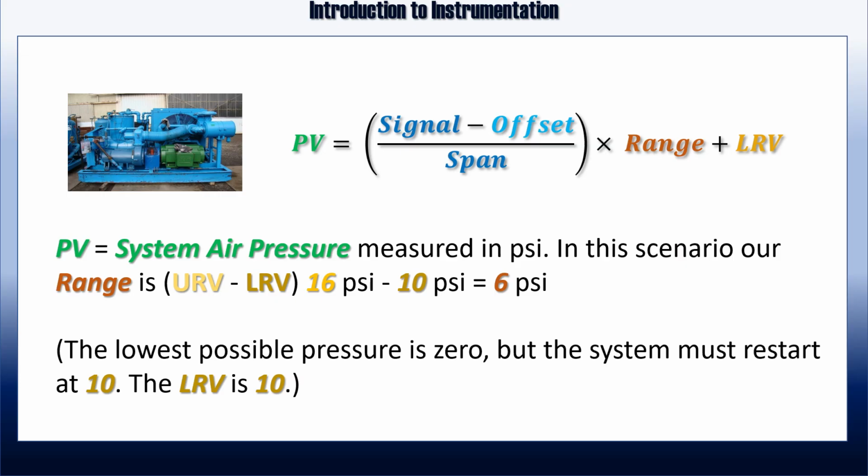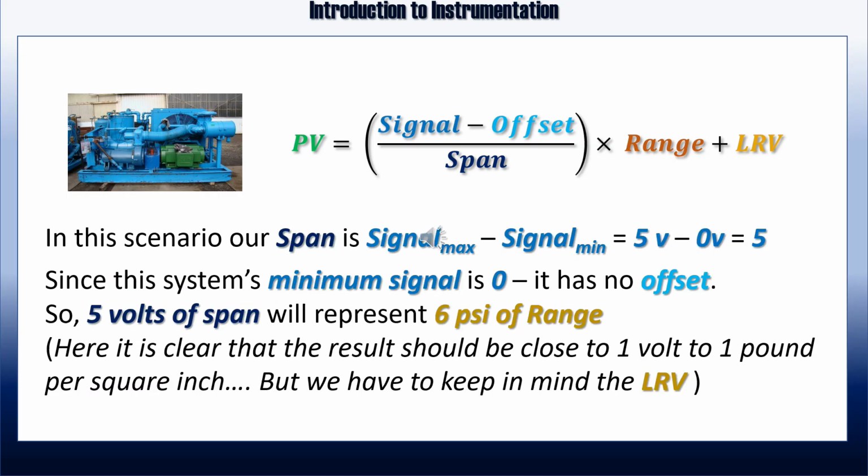The lowest possible pressure in the system is actually 0, but under normal operation, it wants to restart if it reaches down to 10. 0 would be the system completely turned off, locked out, and all the air dissipated. Now let's take a look at our signals. In this scenario, our span is signal max minus signal minimum. Because we're using a 0 to 5 volt system, that's 5 volts take away no volts, which gives us a span of 5. This system has no offset, so its minimum signal is 0.